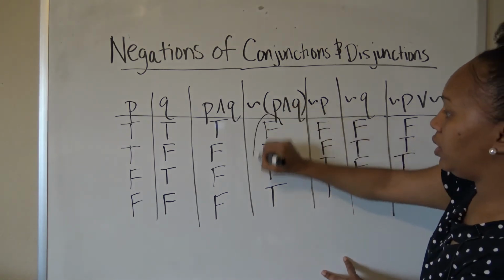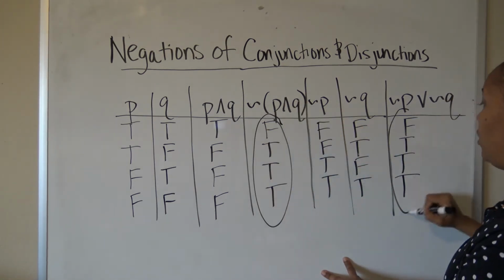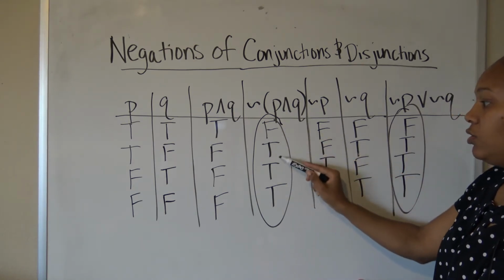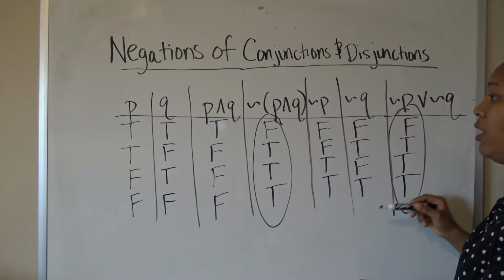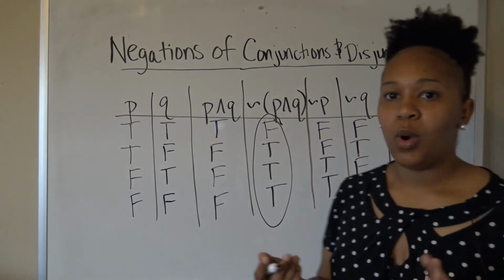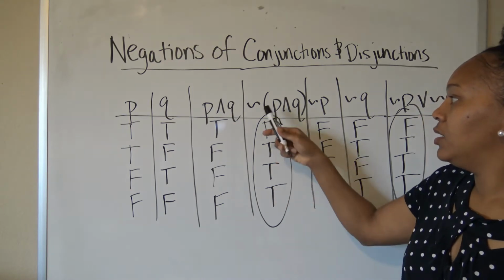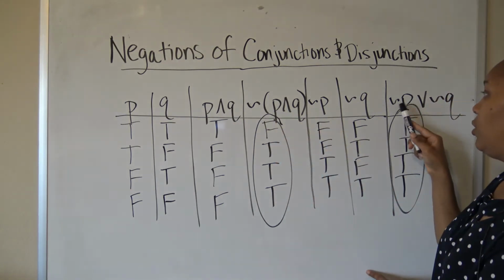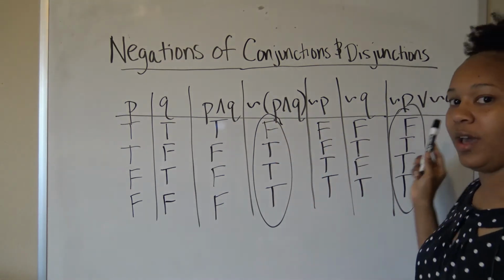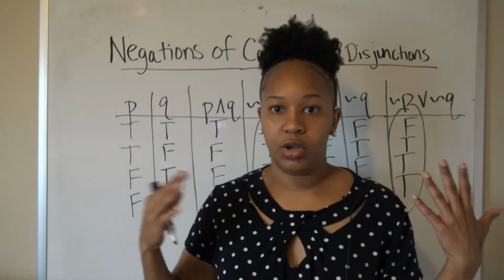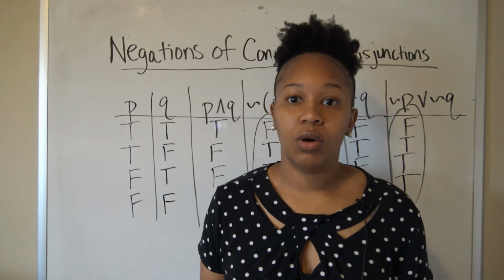So now I'm looking to see, do these two columns have the same truth values? And you can see that they do. False, true, true, true, false, true, true, true. And this is just a way to prove that those statements are actually the same. So not P and Q is actually equivalent to not P or not Q. And that's, again, De Morgan's law. And I just wanted to show you the truth table to show you that those are actually the same.